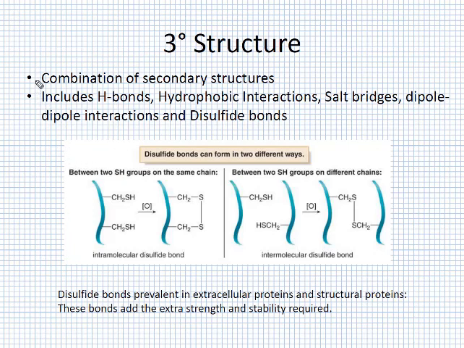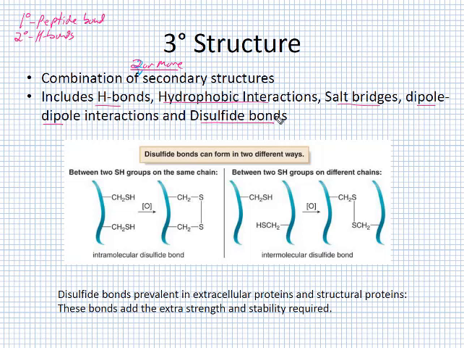In more detail here, these side chain interactions, again it's a combination of, let me use red here, two or more secondary structures, and those interactions include hydrogen bonds, something called hydrophobic interactions, salt bridges, dipole-dipole interactions, and disulfide bonds. Remember primary, those were the peptide bonds because we were just looking at one amino acid held to another. For secondary, it was just the hydrogen bonding between backbone atoms. For tertiary structures, because remember we have all those different side chains, 20 different side chains in those amino acids, there's a number of different types of interactions we can have here.